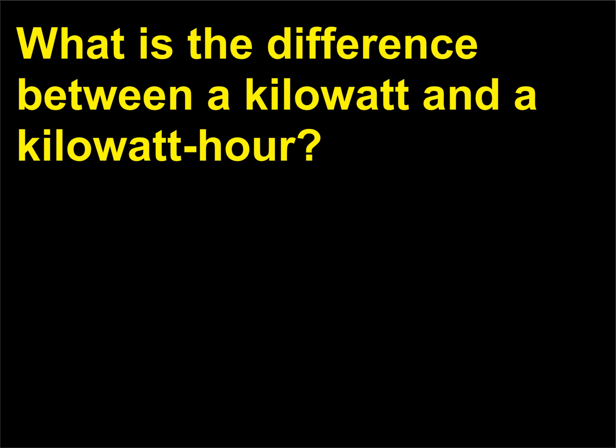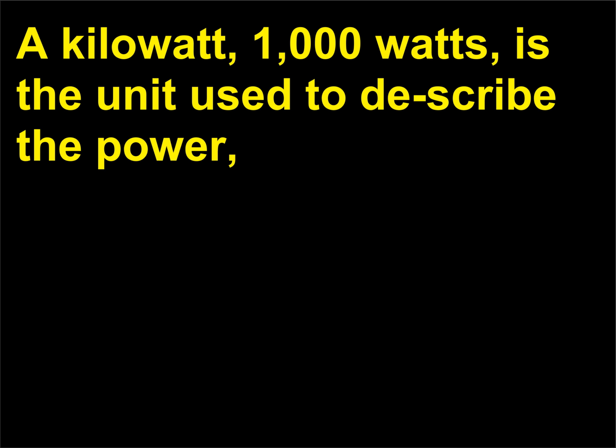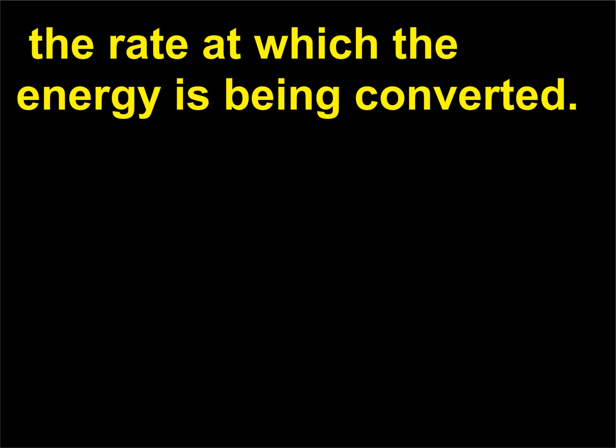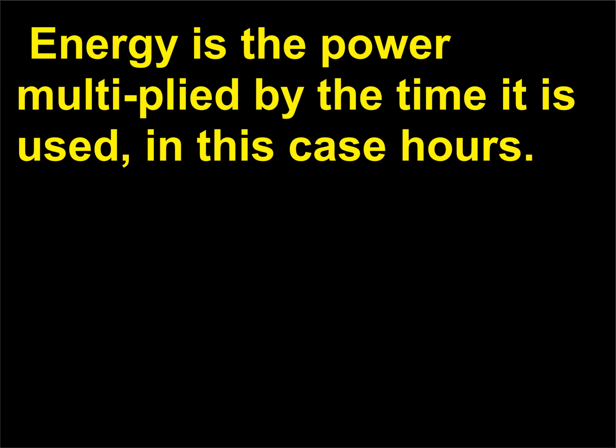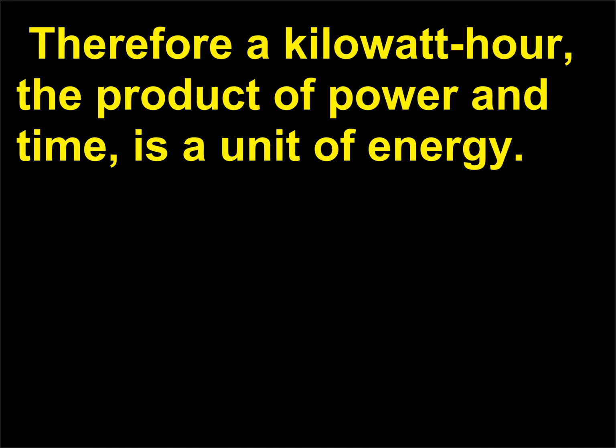What is the difference between a kilowatt and a kilowatt hour? A kilowatt, 1000 watts, is the unit used to describe the power, the rate at which the energy is being converted. Energy is the power multiplied by the time it is used, in this case hours. Therefore a kilowatt hour, the product of power and time, is a unit of energy.